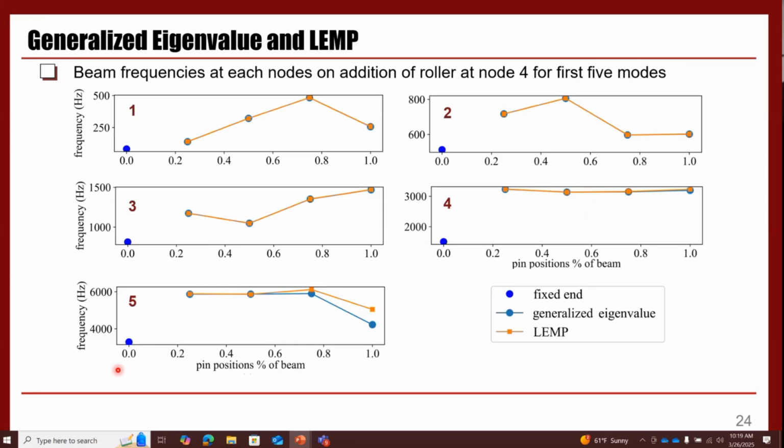So the generalized eigenvalue and LEM were compared together, because the generalized eigenvalue is the base value in this entire work. We believe the generalized eigenvalue is correct, and so we compared all the results to the generalized eigenvalue. And as you can see here, for the first 5 modes of the beam that were compared between generalized eigenvalue and LEM, we have very good tracking between the two, except for the fifth mode, with a bit of difference.